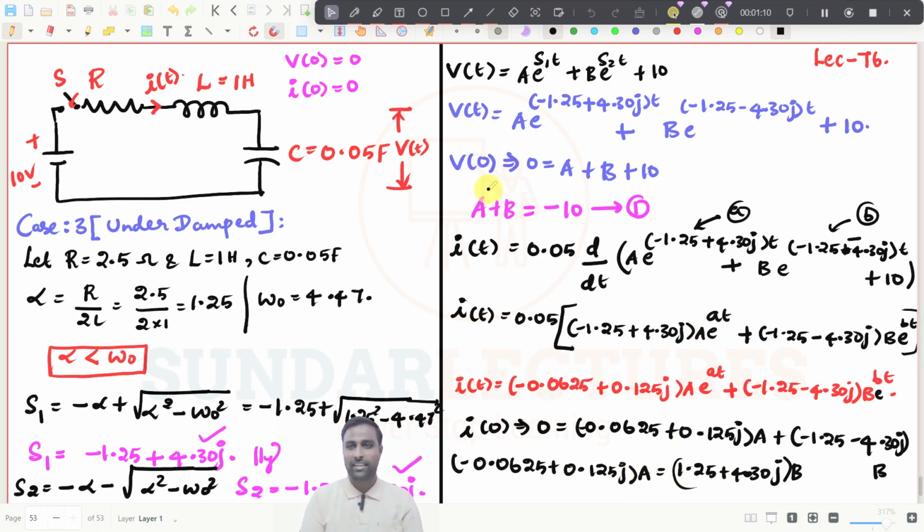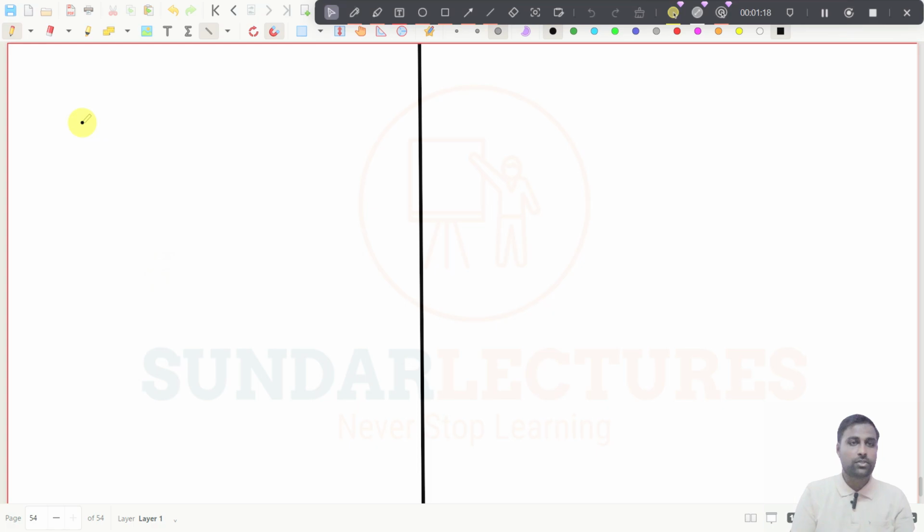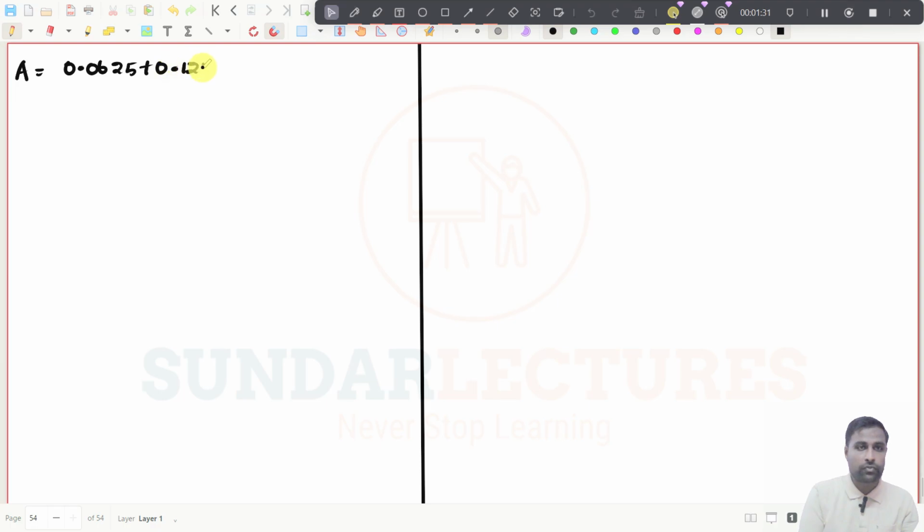Maybe I will go to the next page. So you see, I can just bring this term to the denominator. So what will I get? A can be written as 0.0625 plus 0.125j, and then the whole divided by minus 0.0625 plus, yes, it will be plus 0.125j, and this term will be B, right?